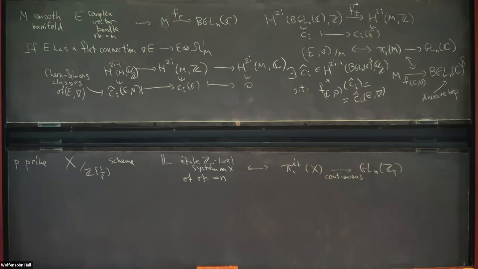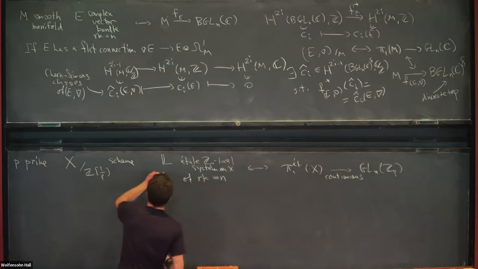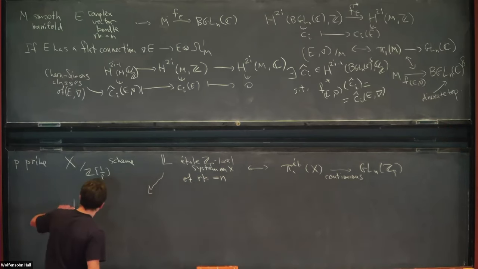All right, and so previously we saw that classes in the cohomology of the abstract group GL_n of C gave rise to characteristic classes of vector bundles with connection. And I'll just try to run the analogous construction here. So I claim that when you have such a local system, then this gives you a natural map from continuous cohomology of this profinite group GL_n of Z_p to the cohomology of your variety.